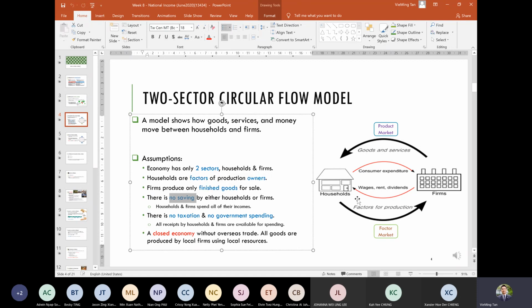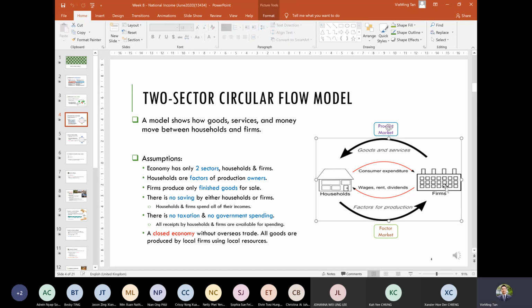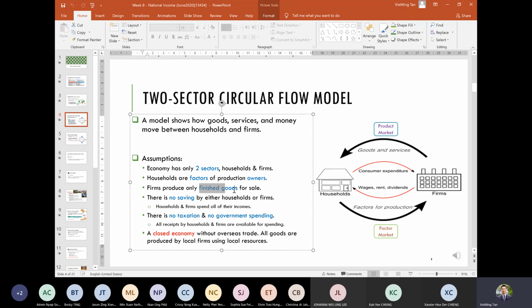And how about the firm then? The firm will only produce finished goods. That means the final goods only. There is no intermediary goods. All the goods are finished goods produced by the firm. This is only assumption.